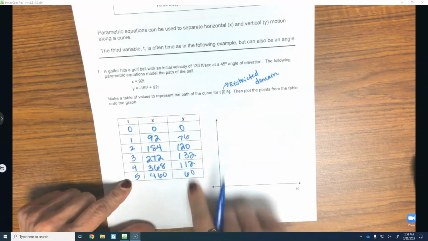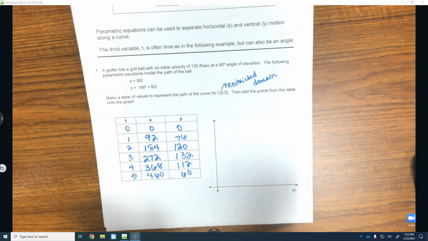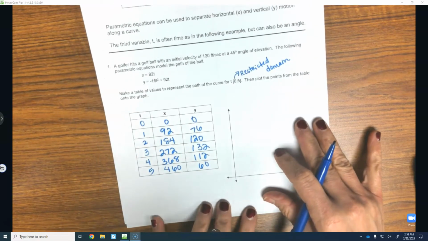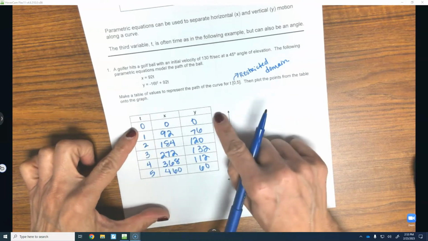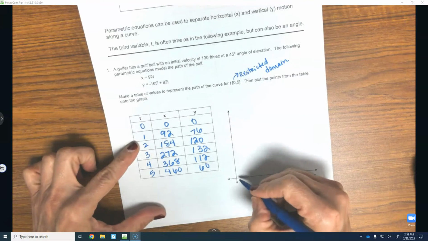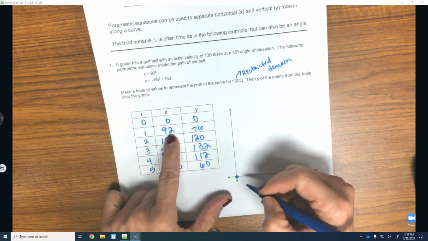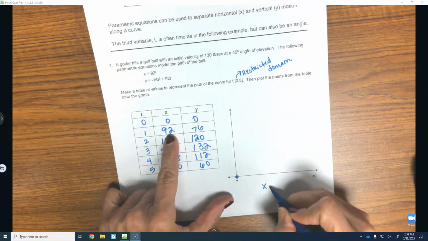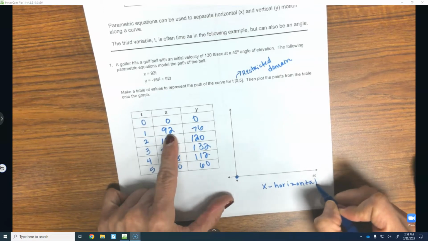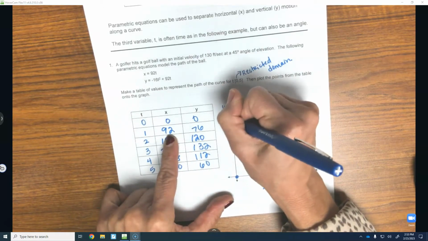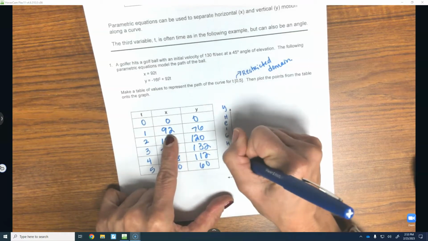So remember, this is above the ground. This is the distance from the golfer. So let's go ahead and plot these ordered pairs. Of course, everything was starting at 0, 0. So we're going to have that right here. And then these are going to become our ordered pairs. So 92, we'll put this along the x-axis. This is horizontal distance. And then our y-axis is going to be the height that the ball reaches.